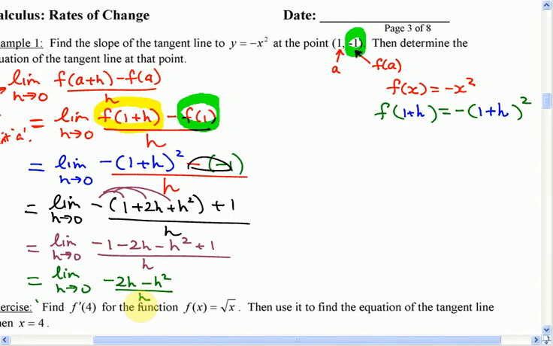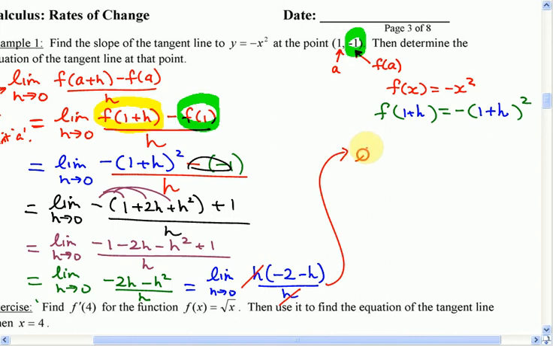Now, I've done some expanding, I've done some simplification, but wait a minute, I still can't plug in 0, because I still get 0 over 0. Can someone suggest to me what I can do now to help me get rid of that h in the denominator? Factor out the h. I like that. We'll factor out the h. We get negative 2 minus h all over h. Cancel, cancel.